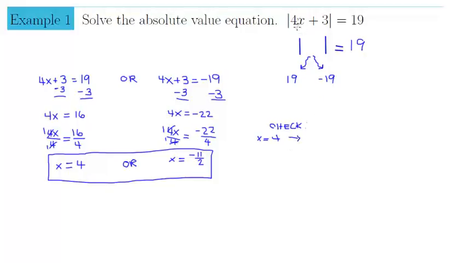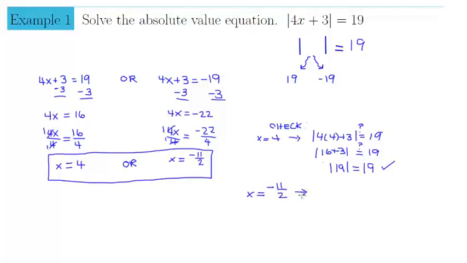So here we go. We're going to put 4 in place of x. So we have the absolute value of 4 times 4 plus 3 equals 19. Simplify the stuff inside. That gives us 16 plus 3, and is that equal to 19? Well, 16 plus 3 is just 19, so the absolute value of 19 definitely is equal to 19. That answer checks perfectly.